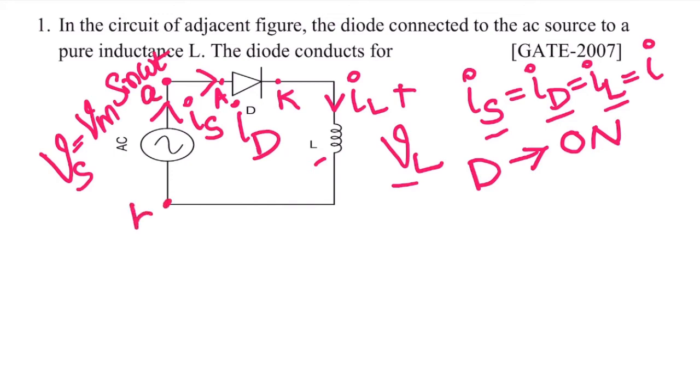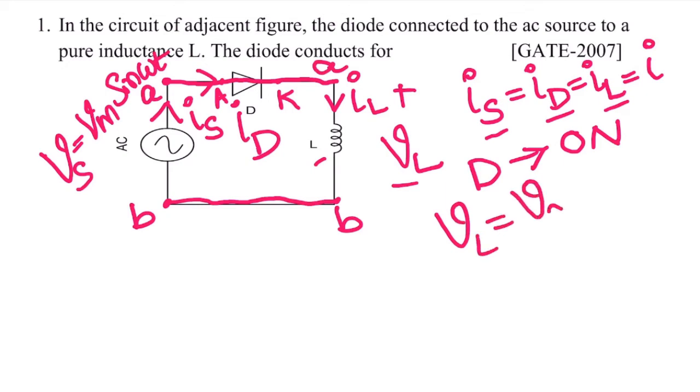I take this terminal as A and this terminal as B. When the diode is on, it behaves like a short circuit, so A and B are shorted. Now, whenever the diode is on, VL is equal to Vs, and Vs is equal to Vm sine omega t.